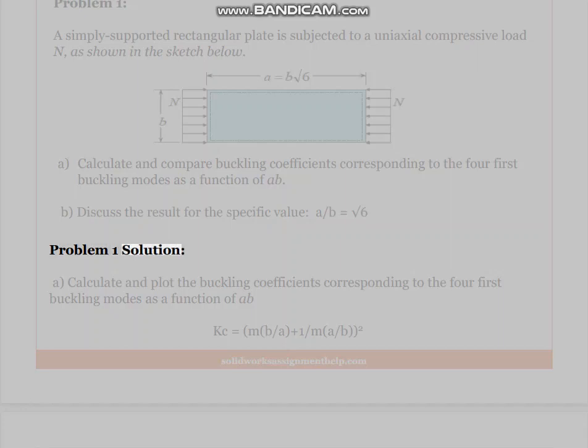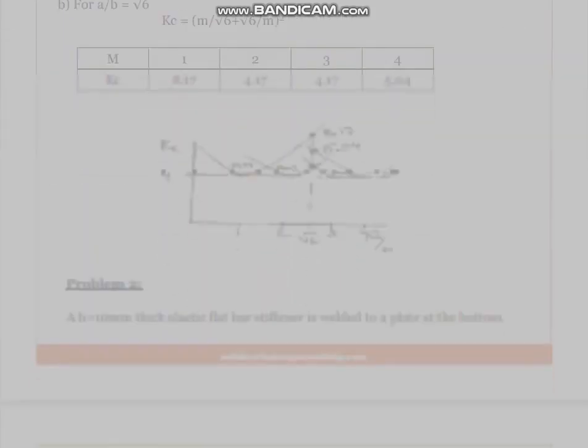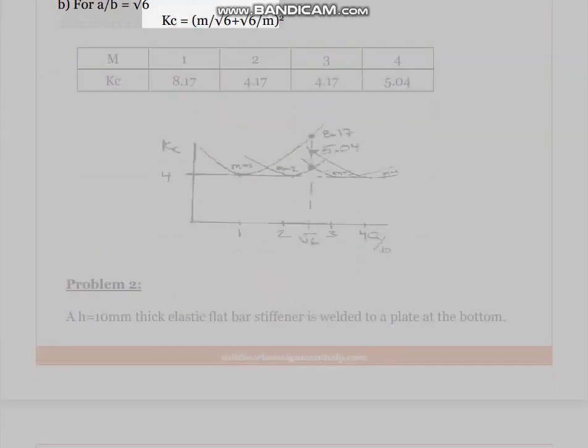Problem 1 solution. A. Calculate and plot the buckling coefficients corresponding to the four first buckling modes as a function of A/B. Kc equals m B/A plus 1/m A/B, squared. B. For A/B equals square root 6, Kc equals m/square root 6 plus square root 6/m, squared. M equals 1, 2, 3, 4.